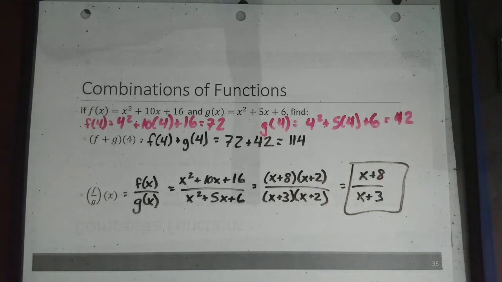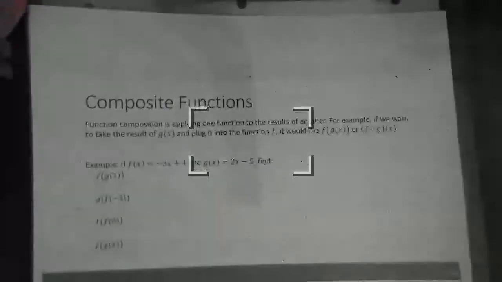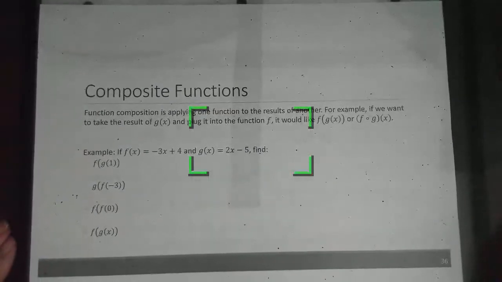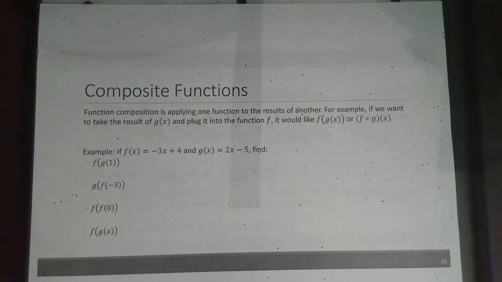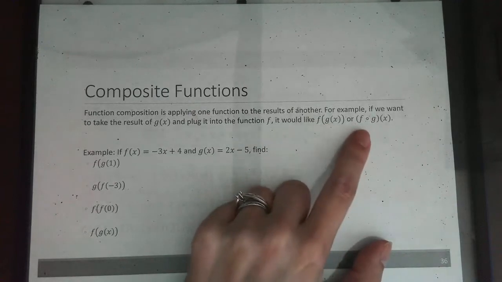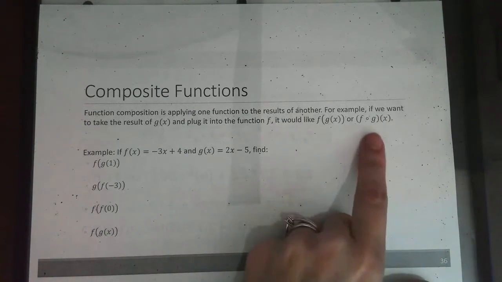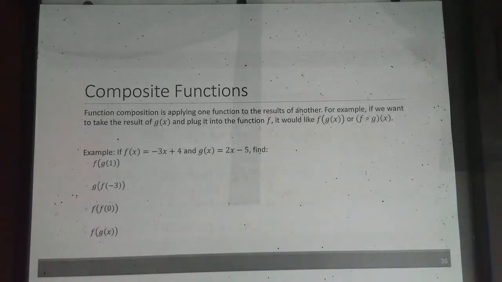So far we've been looking at combinations of functions, which just means we're adding them, subtracting them, multiplying them, dividing them. What we're going to look at next are composite functions. Function composition is applying one function to the result of another. For example, if we want to take the result of g of x and plug it into the function f, it would look like f of g of x or f composite with g of x. I'll usually read this as f of g of x. What we're going to do is start on the inside and work our way out.